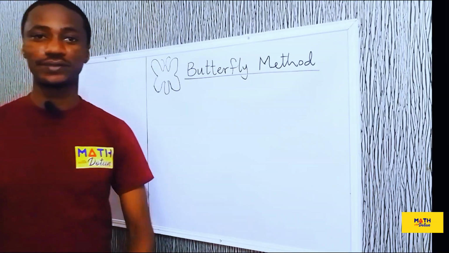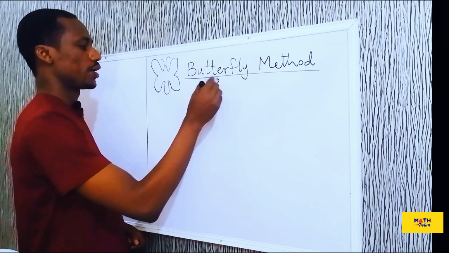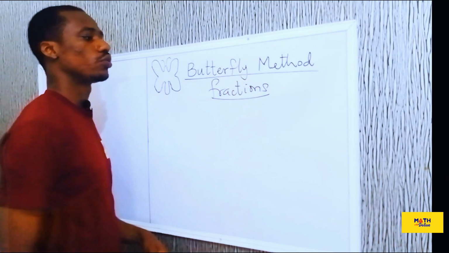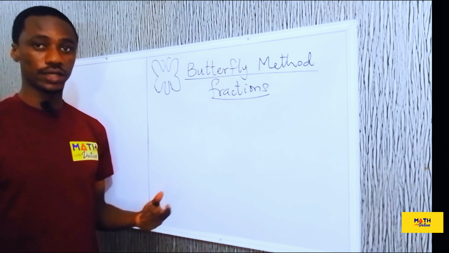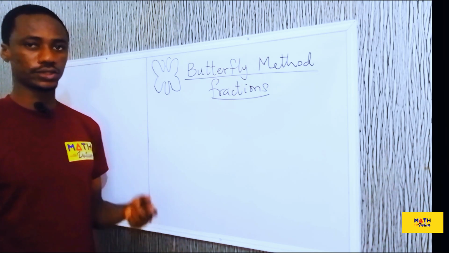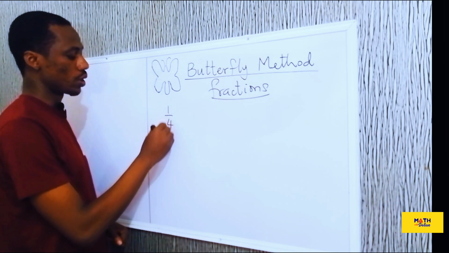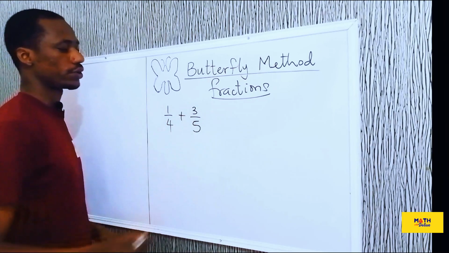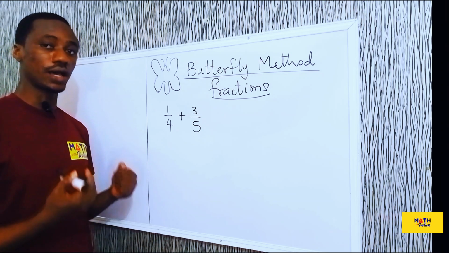Let's look at the butterfly method for fractions. We're talking about fractions and how to use the butterfly method when dealing with them. The first one I want to show you is addition and subtraction. The same thing goes for addition and subtraction using the butterfly method. So we are adding two fractions, let's say 1 over 4 plus 3 over 5. These two fractions, we want to add them. We can use our butterfly method.